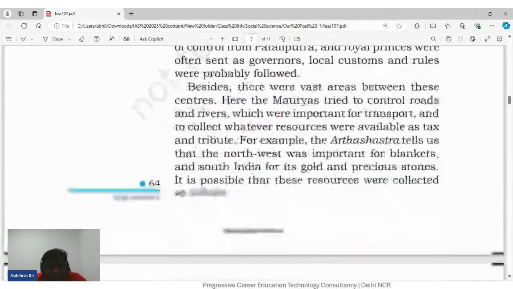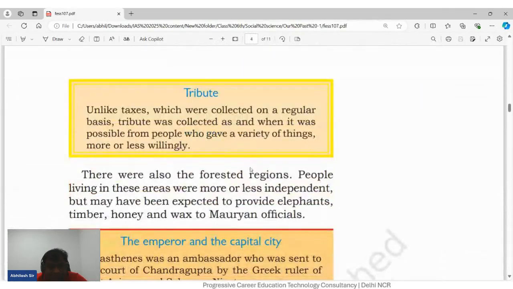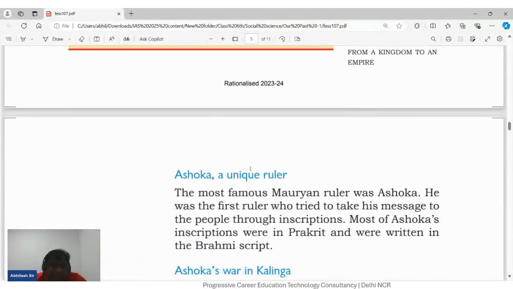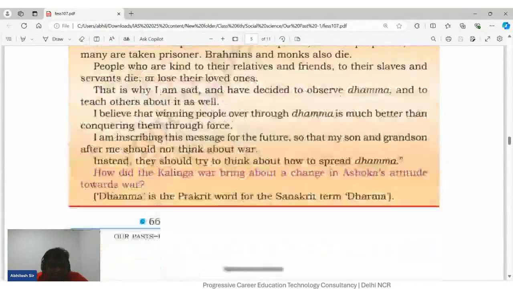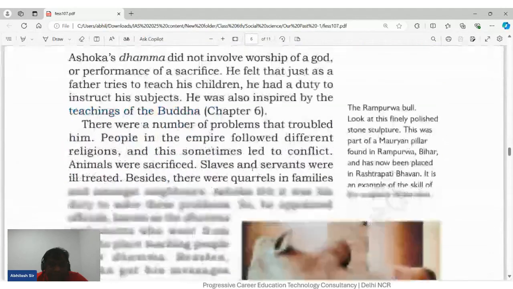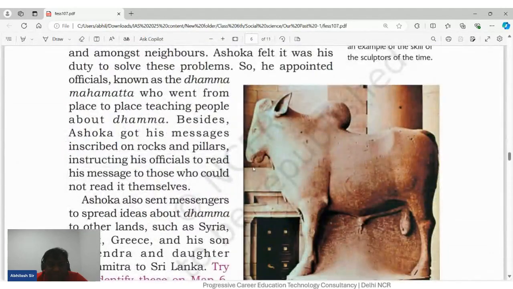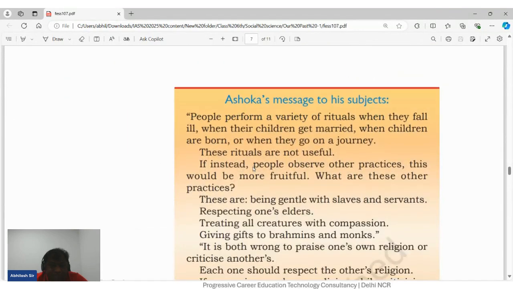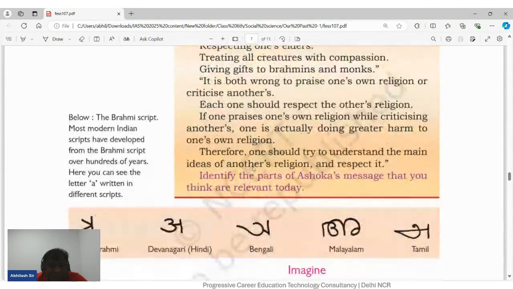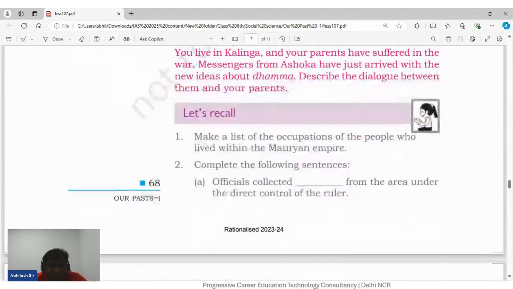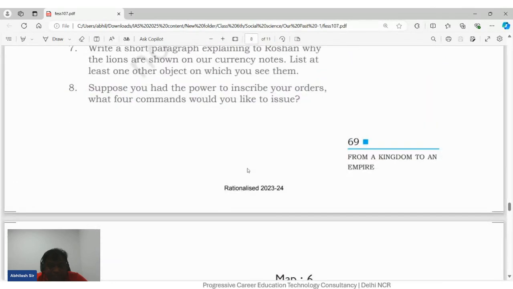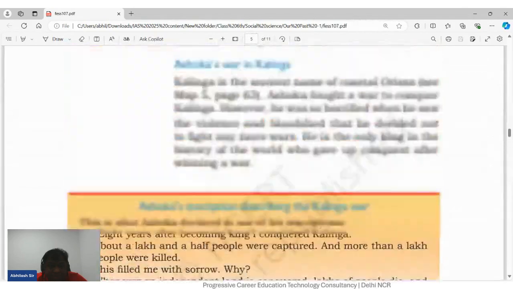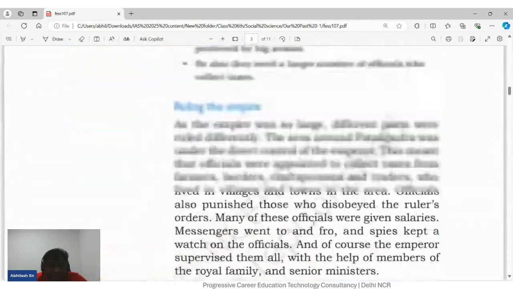The chapter speaks about various governance mechanisms, tax mechanisms, the emperor, the story about the Kalinga war, what would have happened, various sources from where it is mentioned, and how Ashoka spread the message of Buddhism, where and all he spread it. So the chapter, if summarized, can be summarized as follows.